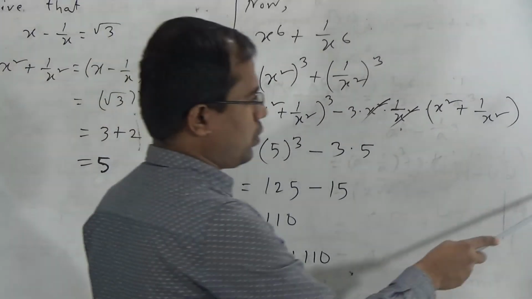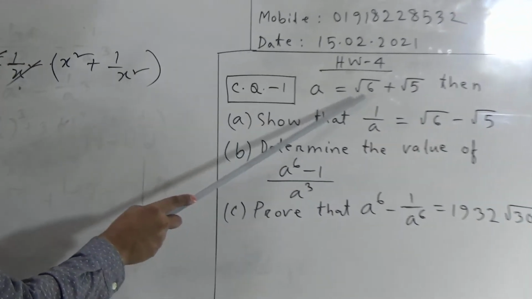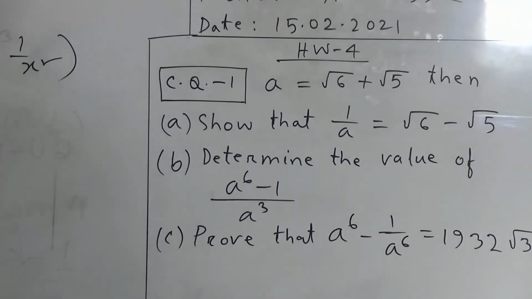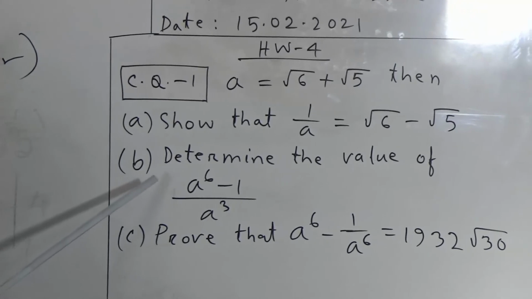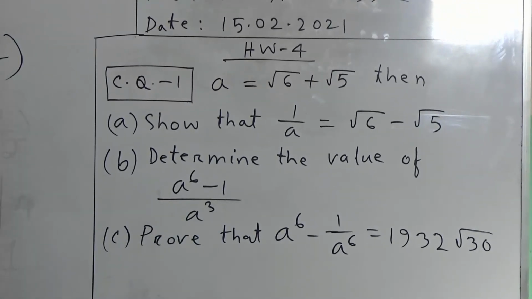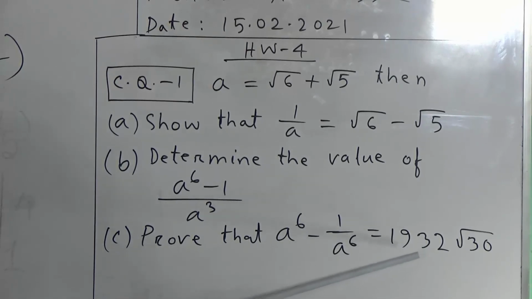This is your SW. Here the question is, value of a is given, value of a equal to root 6 plus root 5, then you have to show that 1 by a is equal to root 6 minus root 5. And B number, determine the value of a to the power 6 minus 1 divided by a cube, and in C number, prove that a to the power 6 minus 1 by a to the power 6 equal to 1932 into root 30.